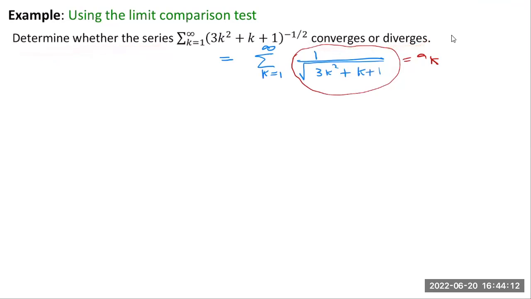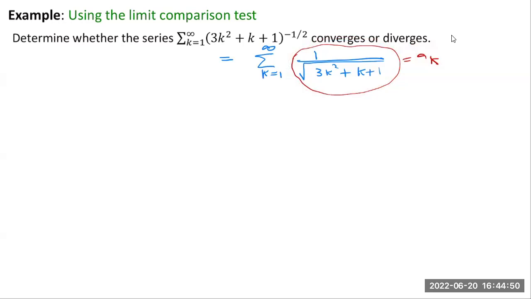The sum from k equals 1 to infinity of (3k squared plus k plus 1) to the power minus 1/2. This can be written as the sum from k equals 1 to infinity of 1 over the square root of (3k squared plus k plus 1), because we can make the negative power positive by writing it as 1 over, and the 1/2 power means the square root. All right. Now let me take this as my AK. This is my AK.